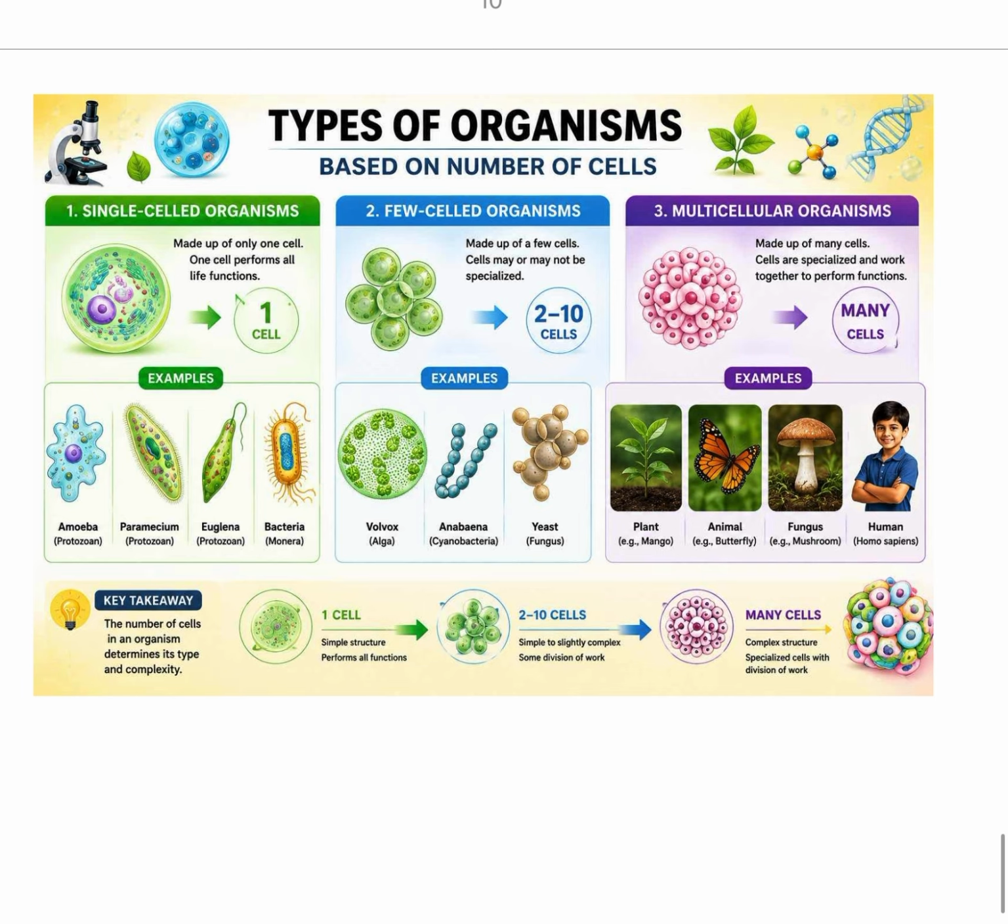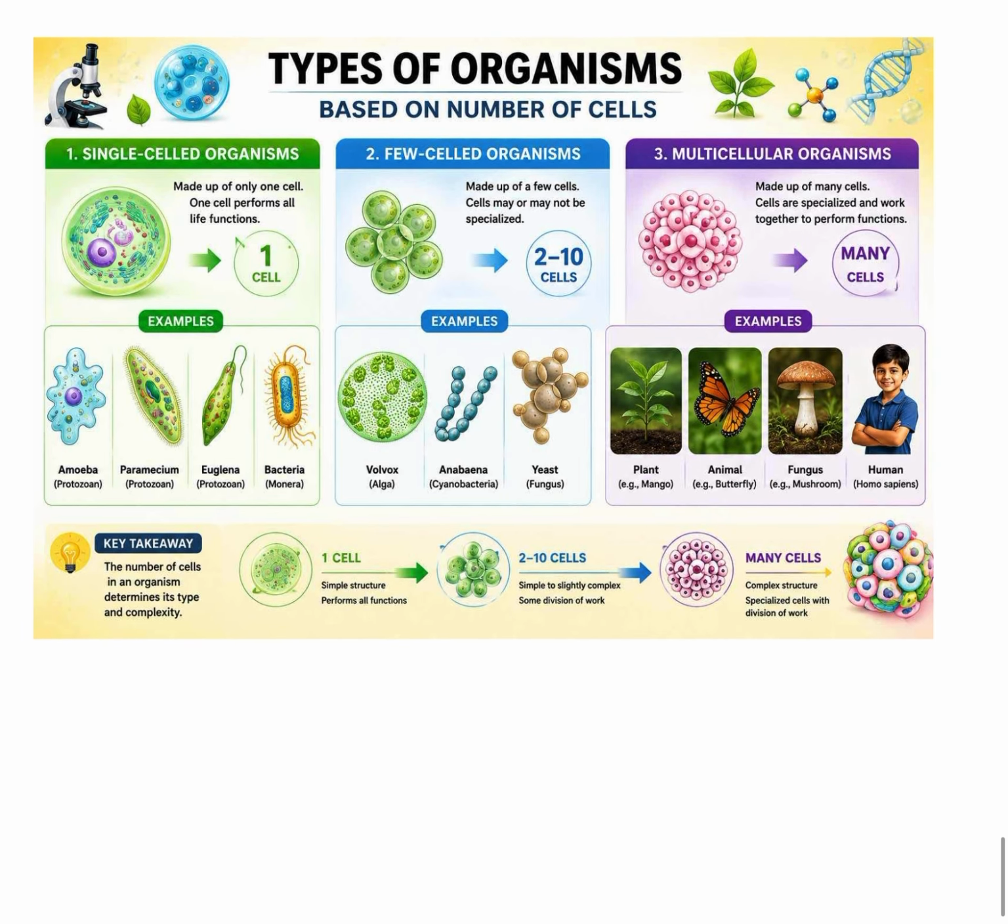Now, the next one, types of organisms based on number of cells. I think I have already mentioned it at the beginning. It can be single cell organism. For example, we are familiar from our childhood, amoeba, right? Then we have paramecium, euglena, bacteria. These are single cell organisms, and since they are single cell organisms, you cannot expect any specialized function in them.